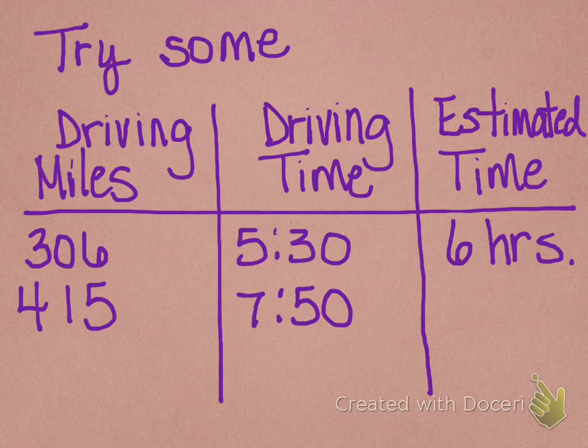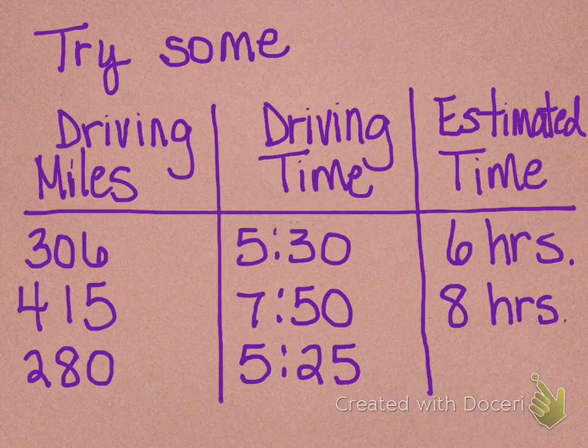Let's look at the next one. I have 415 miles. My driving time is 7 hours and 50 minutes. So that 50 is past the half mark of 30. Am I going to stay at 7, or am I going to say it's 8 hours? The correct answer is 8 hours.